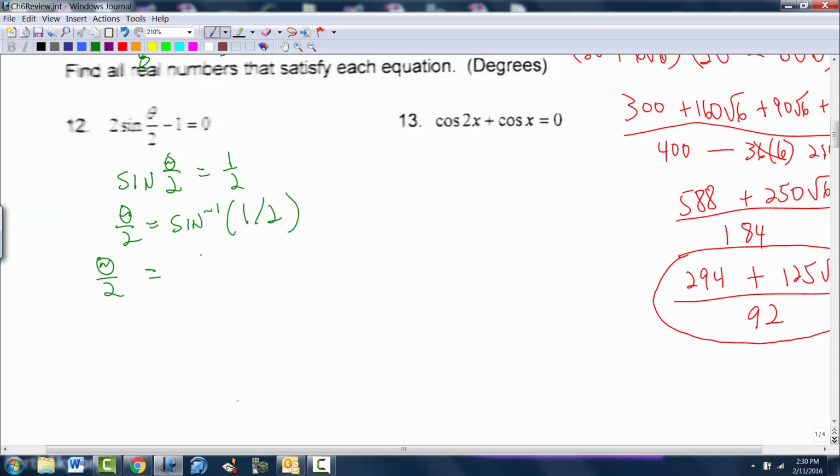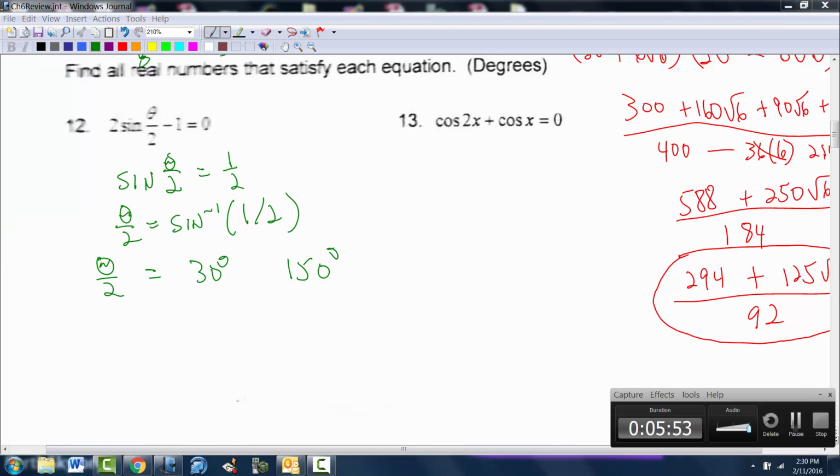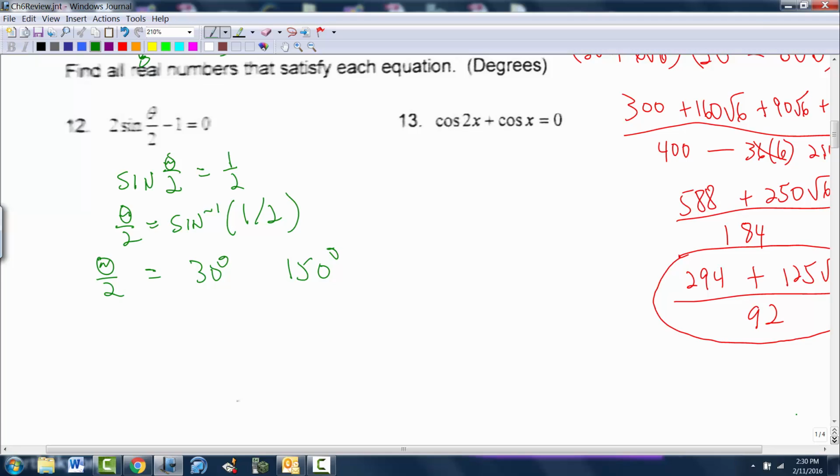Sorry, I made a mistake there. 30 and 150. Now, must you add 360 because more answers you will get? No. Multiply by 2 you will, and you will see that these are the answers you must have.